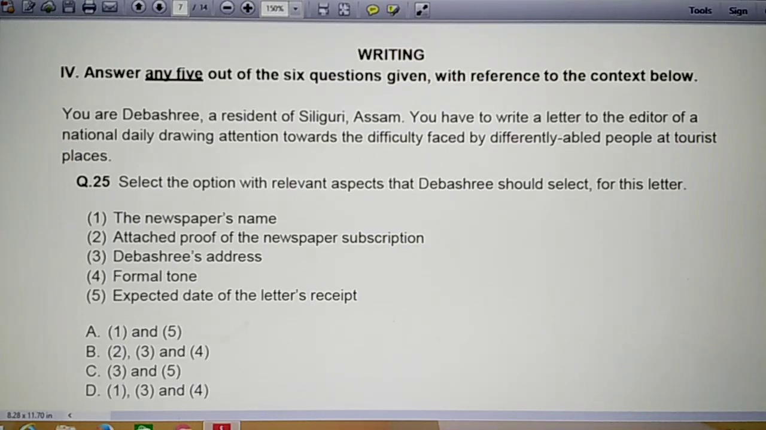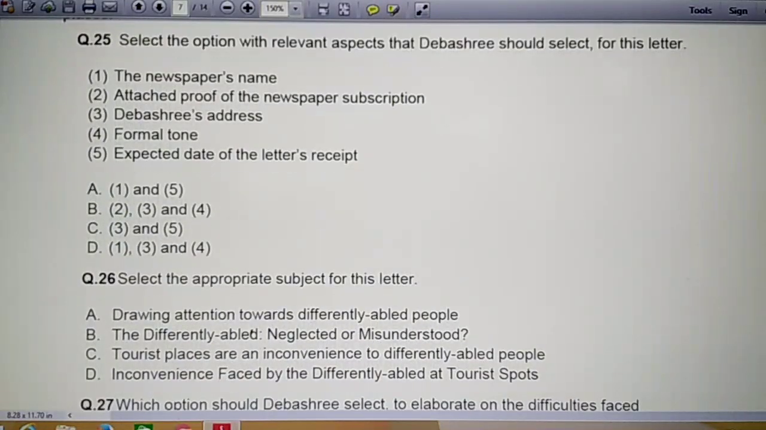Question number 25. Select the option with the relevant aspects that Debashri should select for this letter. 1. The newspaper's name. 2. Attach proof of the newspaper subscription. 3. Debashri's address. 4. Formal tone. 5. Expected date of the letter's receipt. So right option for that will be option D, 1, 3, 4. The newspaper's name, Debashri's address, because Debashri's address will be sender's address, and 4th one, formal tone. And you know, expected date of the letter's receipt is not required.